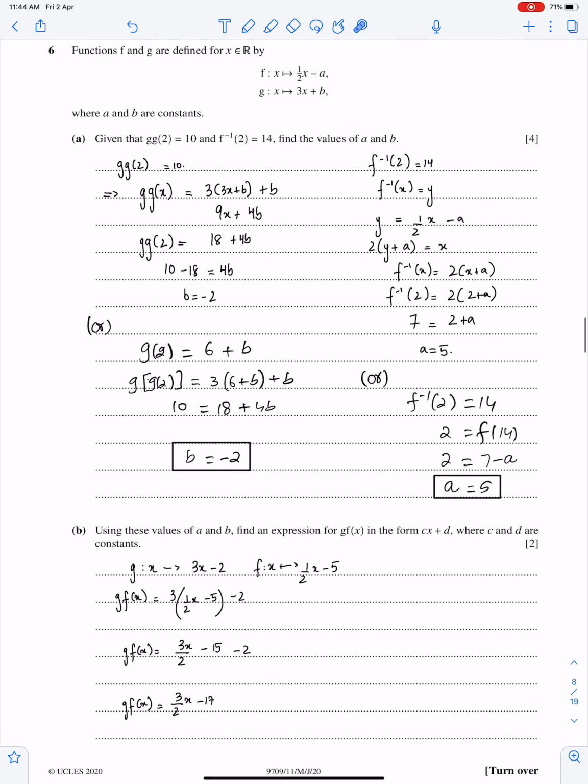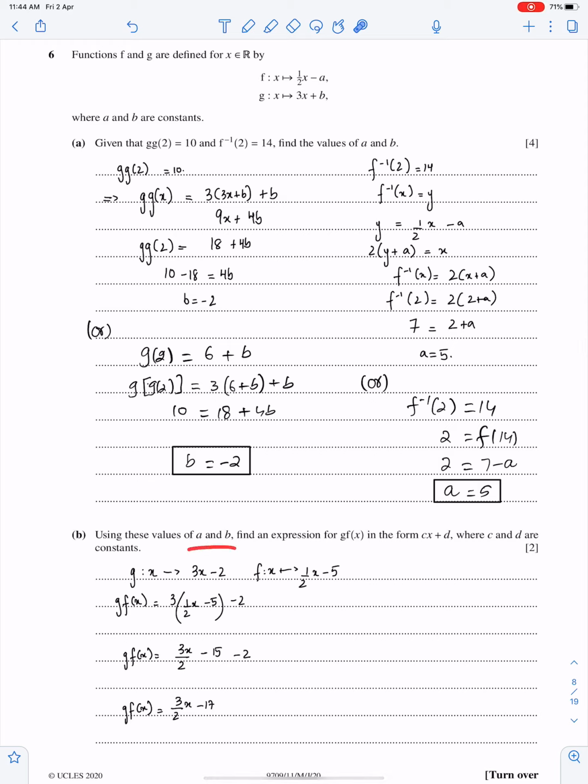Now, using these values of a and b, find an expression for g f of x. How to find g of f x? It's very simple. You replace x of g by f. To find g f, we replace x of g by f. So replace this x by f. F is this, so write f here. So this is g of f of x, and c and d are here. This is c and this is d.